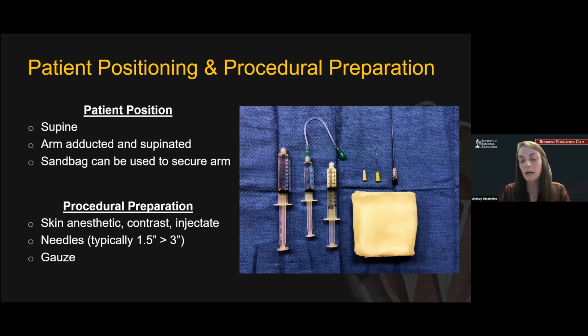gauge needle. Then obviously we're going to need to get a little bit deeper, which is usually for a glenohumeral joint, a 1.5 inch needle is more than sufficient. But certainly if you have a patient that's a little bit on the larger size or has really muscular deltoids, you may have to end up going to a 3-inch needle for your injection.